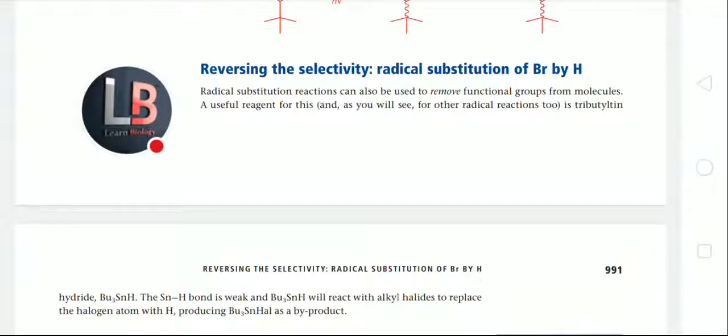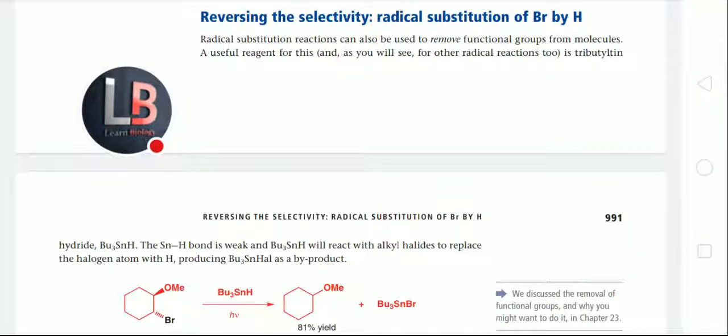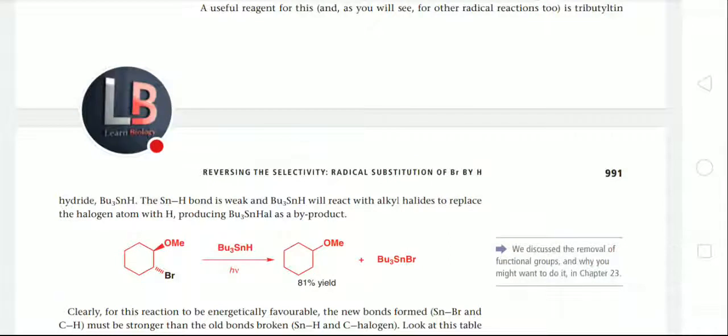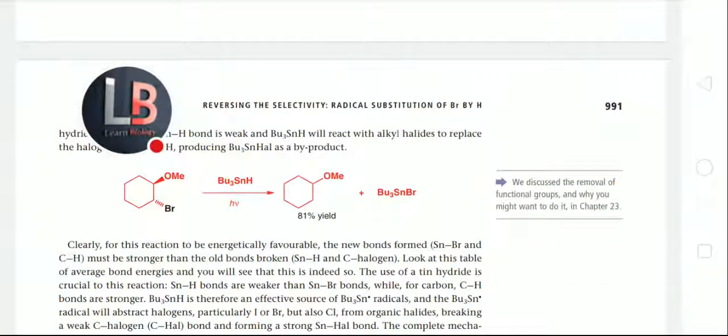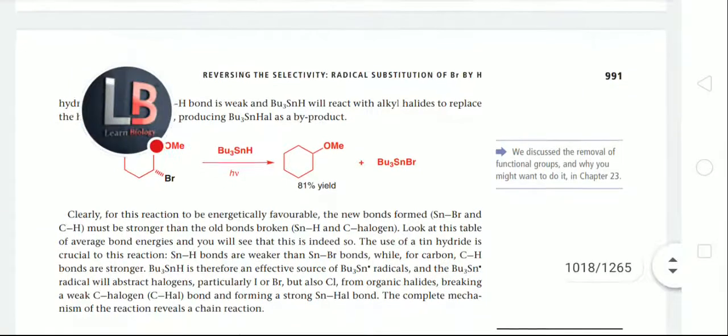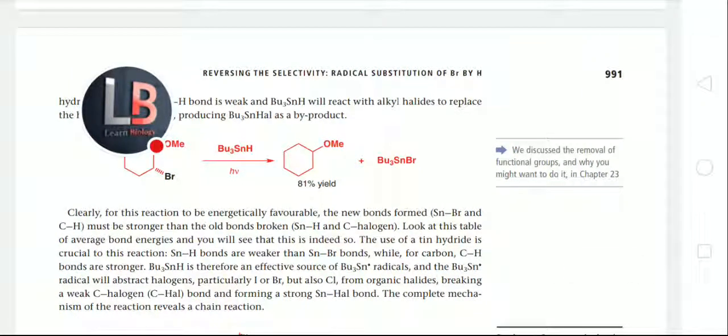A useful reagent for this, and as you will see for other radical reactions too, is tributyltin hydride, Bu3SnH. The Sn-H bond is weak, and Bu3SnH will react with an alkyl halide to replace the halogen atom with hydrogen, producing Bu3SnHal as a byproduct. We discussed the removal of functional groups and why you might want to do it in chapter 23.